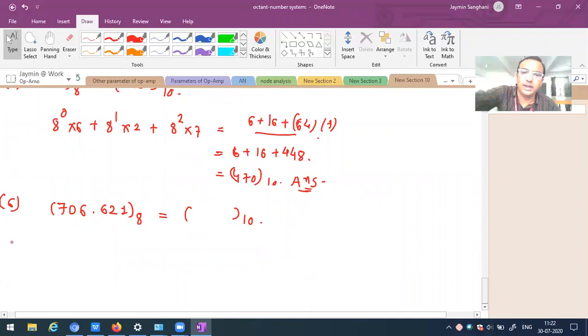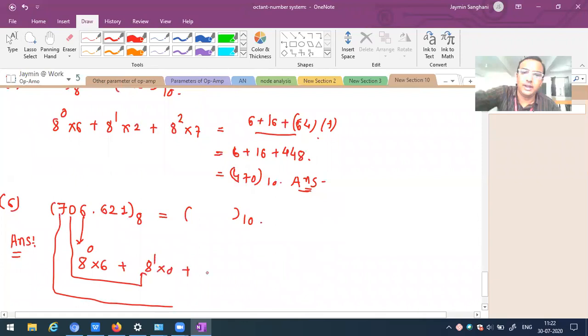So now we would like to find this particular answer. Now see, it is considered as 8 raised to 0 multiplied by 6 plus, consider this value, 8 raised to 1 multiplied by 0 plus 8 raised to 2 multiplied by 7.